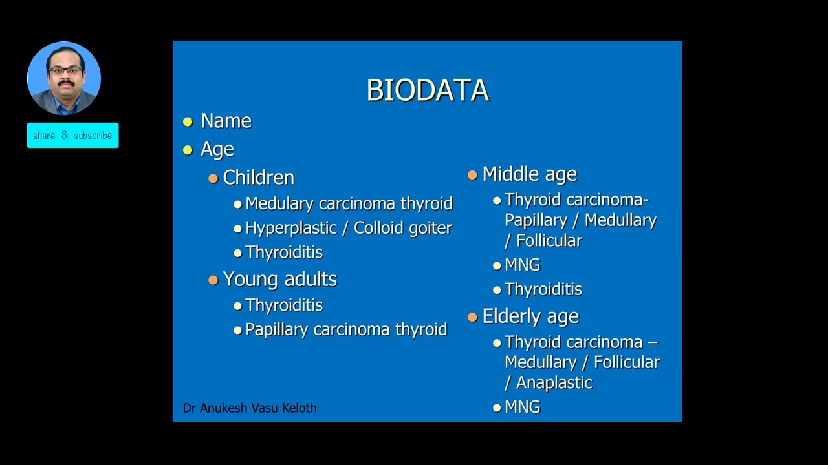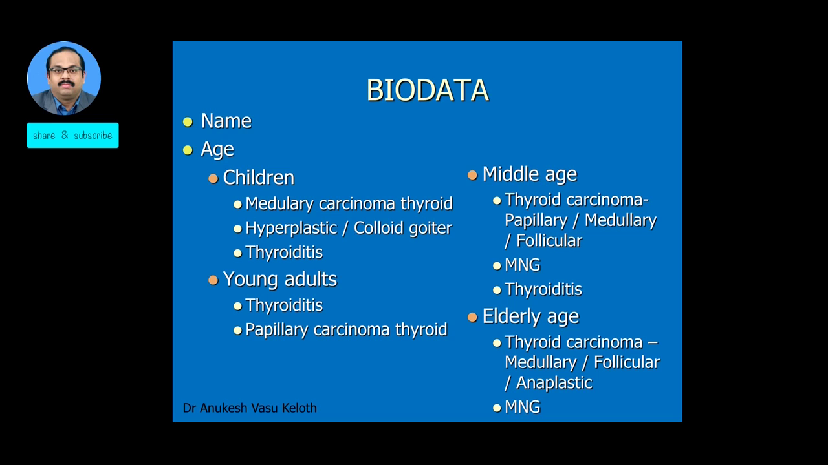So it begins with the biodata. You have the name, age, sex, profession, and residence. The name is not of much relevance. Now the age. By asking the age of the person, you know that certain thyroid conditions are seen in certain age groups. In children, as young as 1 year old, you can see a medullary carcinoma thyroid. In younger children also, medullary carcinoma thyroid can be seen, that is 8 to 12 years.